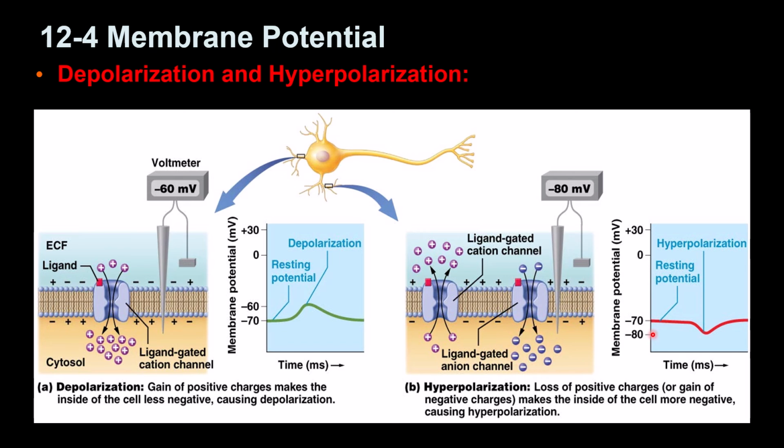In that case, normally at rest it was negative 70, but now the inside of the cell is more negative because positive charge left or negative charge entered the cell, and now it is negative 80, farther away from 0. So it became more negative. That is called hyperpolarization, becoming more negative. We are always talking about the inside of the cell, not the outside of the cell.